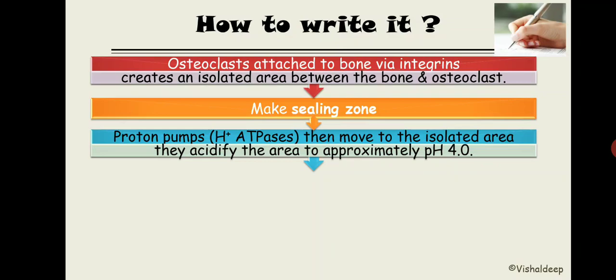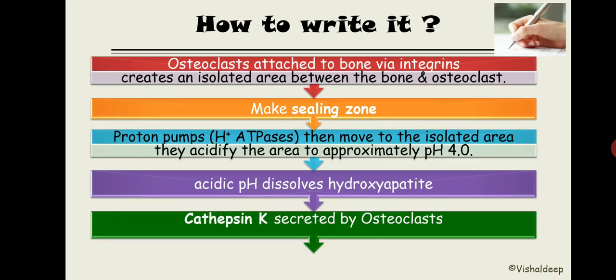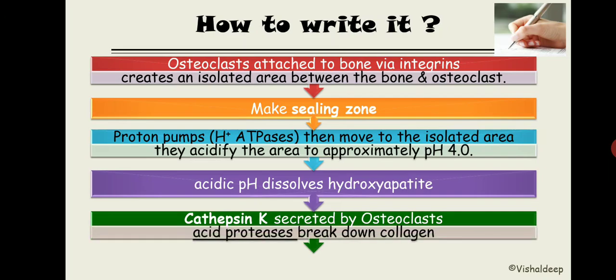Now acidic pH will dissolve the hydroxyapatite. Hydroxyapatite is made of calcium phosphate and hydroxyl ion. This acidic pH will dissolve this hydroxyapatite, this mineralization, and the remaining cathepsin K that is secreted by the osteoclast breaks down the collagen. So basically cathepsin K is an acid protease. It breaks down the collagen. Now we have already broken down the two main components of the bone: hydroxyapatite, the inorganic compound, and collagen, the organic compound, right?